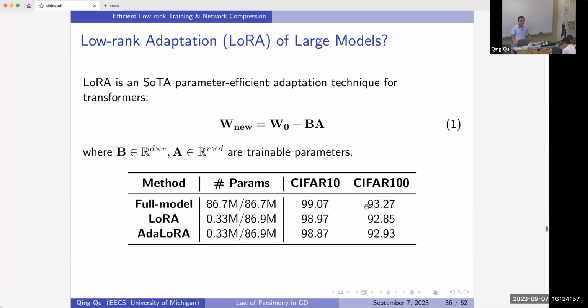For the number of parameters, you have 2 values. In the column called number of parameters, you have 0.33 million divided by 86 point something. What are the 2 numbers there? I think 0.33 is the number of parameters you fine tune.